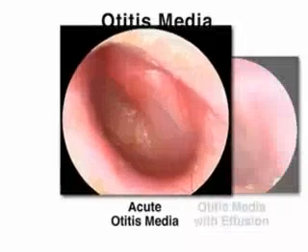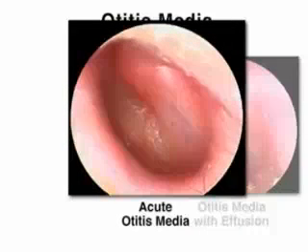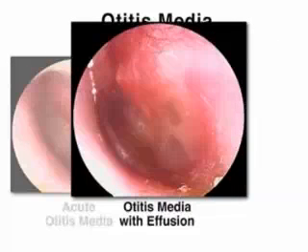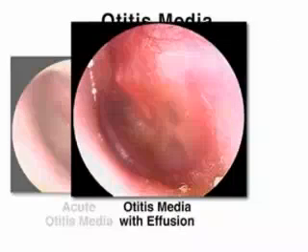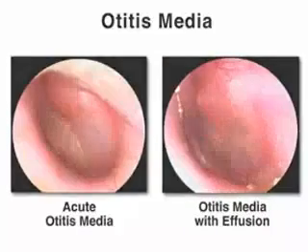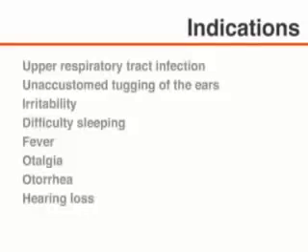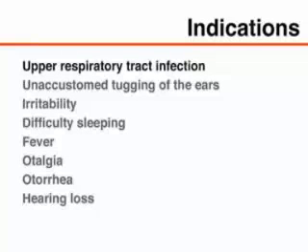In general, acute otitis media is diagnosed when the tympanic membrane is bulging, and otitis media with effusion is diagnosed when the tympanic membrane is neutral or retracted. Otoscopic examination is indicated in children who have an upper respiratory tract infection, who exhibit unaccustomed tugging of the ears, or who have irritability, difficulty sleeping, fever, otalgia, otorrhea, or hearing loss.